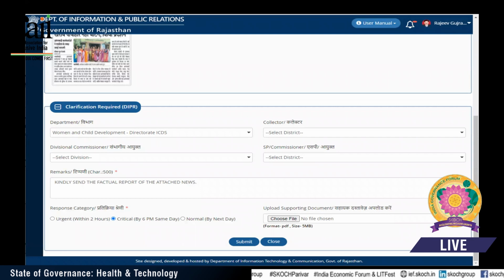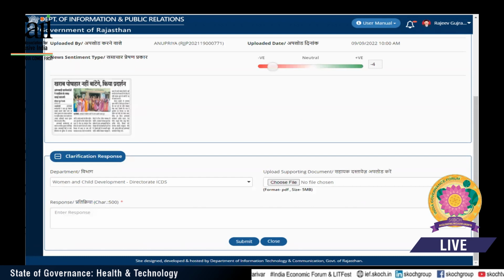Now I'm happy to share that part is also online now. We did it 3 months back. Now the clarifications with respect to the news are also sought online. And once the response is received from the department, this is how departments are submitting their response. The response goes into the public domain, so this improves government-citizen transparency. For every negative news, there is an action taken report available in the public domain as to what was done by government for that news.